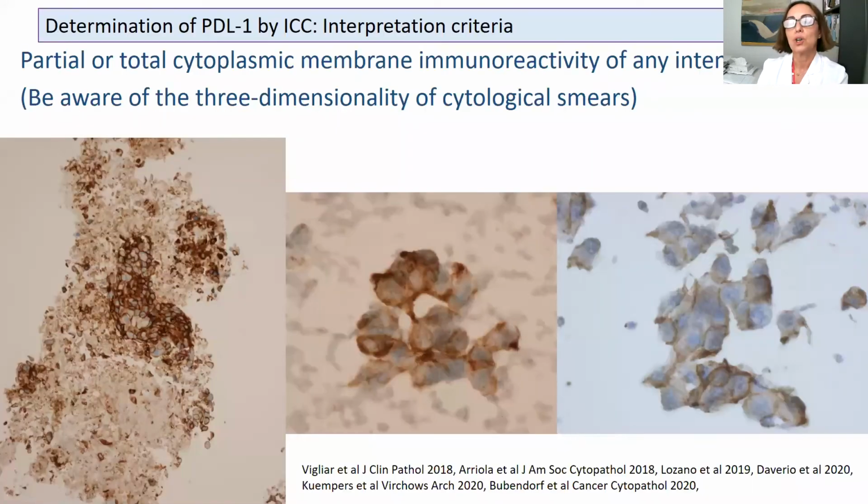And I would just like to say that the interpretation in cytology, in smears and cell blocks, is the same. It is partial or total cytoplasmic and membrane immunoreactivity of any intensity, but we have to be aware of the three-dimensionality of the cytological smear, because it can give us a wrong interpretation of cytoplasmic staining, and it's not real. It's due to the three-dimensionality, to the overlapping of the cells on a smear.